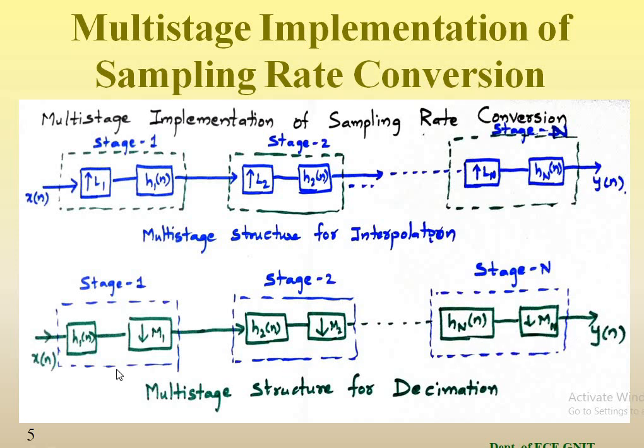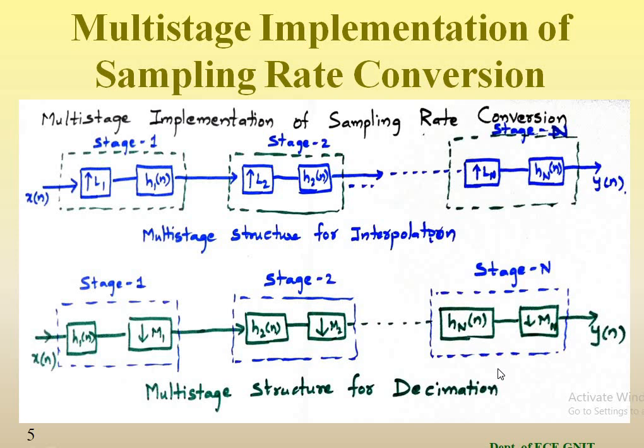So now the decimation by sampling rate reduction factors M1, M2, and so on until Mn are implemented separately stage wise, and then the overall decimation is obtained by cascading the n stages of decimation as shown in this figure.